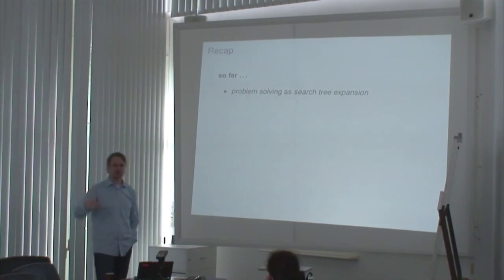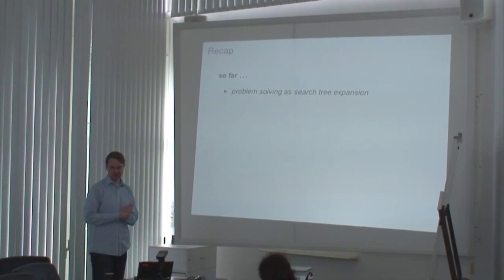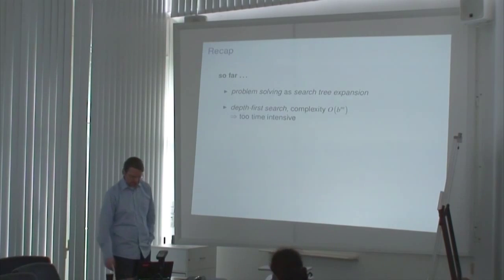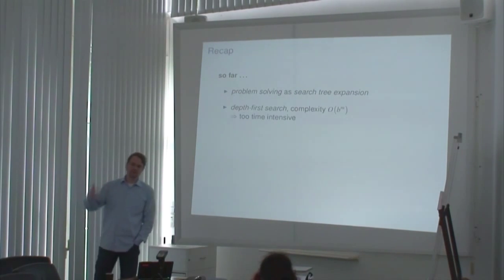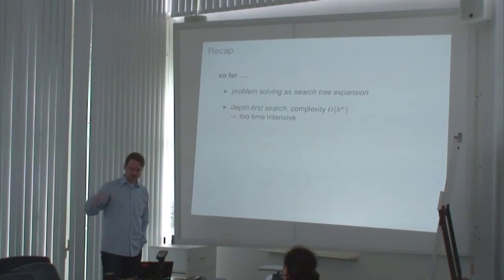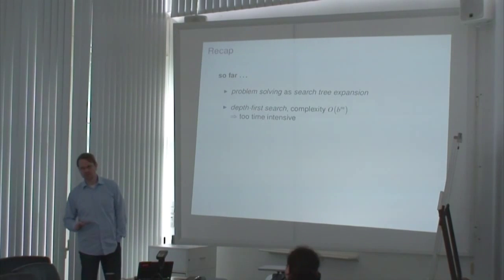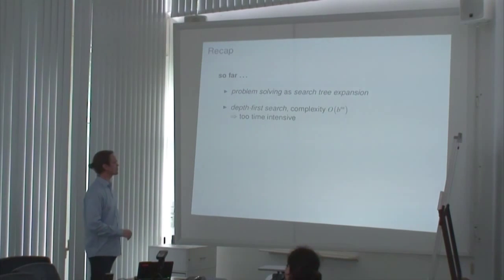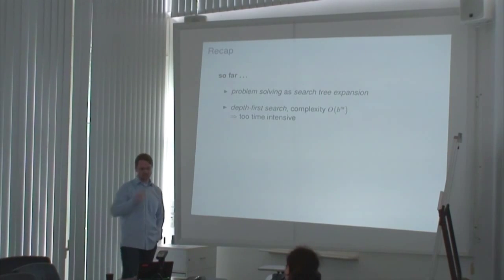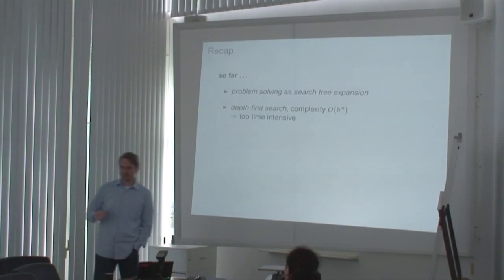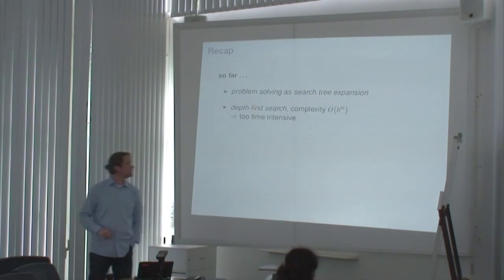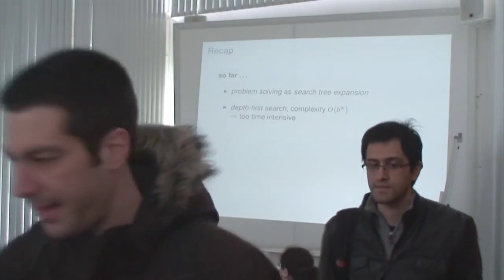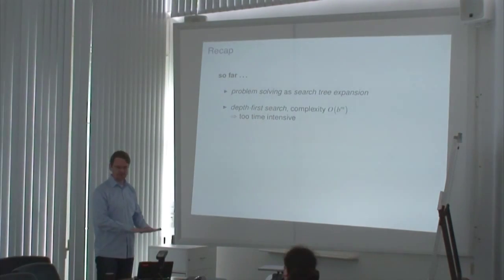If you remember, or last couple of times, we have been looking into the idea of problem solving by means of search tree expansion. And we looked into a couple of naive, kind of mechanical algorithms to expand search trees, and also studied some of their characteristics. For instance, we studied the idea of depth-first search and found that we can express the worst-case computational complexity of this family of algorithms in terms of O of b, the average branching factor of the tree, raised to the power of m, where m is indicating the deepest level of the search tree.